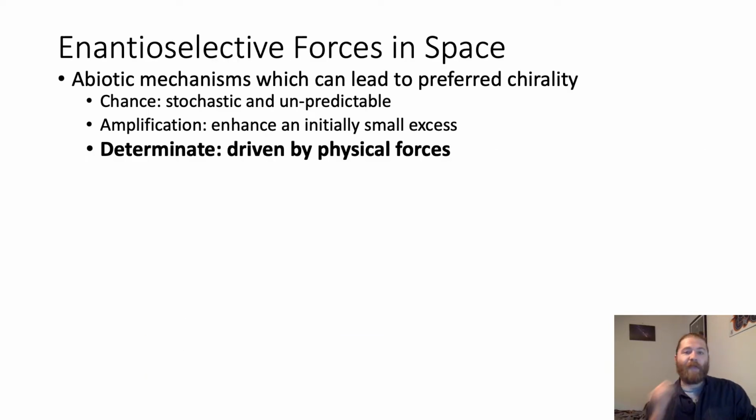Different forces in space which can drive enantioselectivity include several different abiotic mechanisms. The first is just a chance or statistical fluctuation in the molecular populations, which leads to an enhancement of one versus the other. If the excesses in meteorites were forming due to a chance mechanism, we would expect both L and D forms. Alternatively, there are lots of different types of mechanisms that can drive amplification of a given chirality, but all of these still require some initially small excess of one of the enantiomers versus the other.